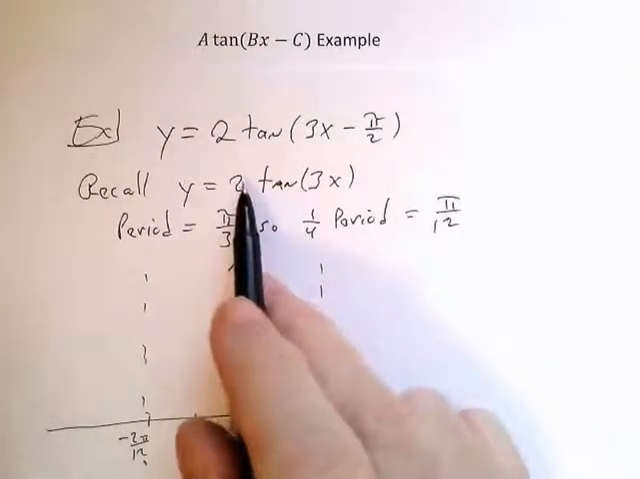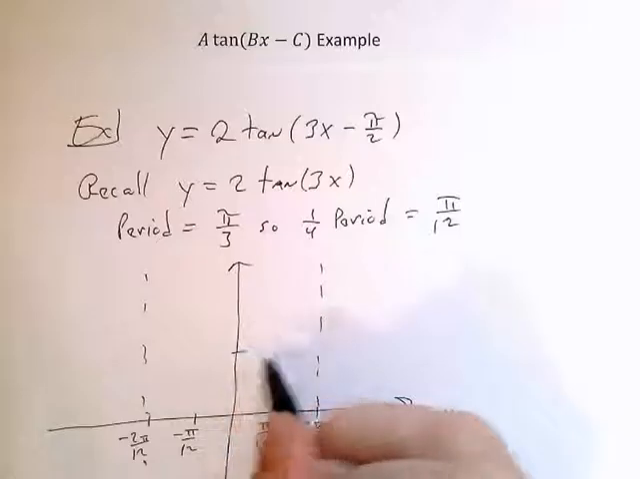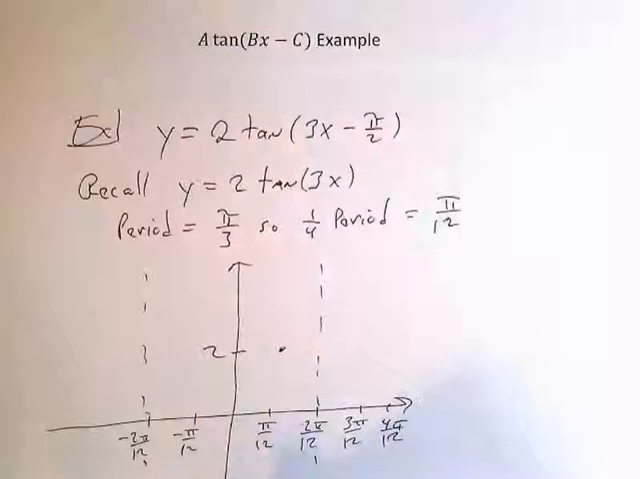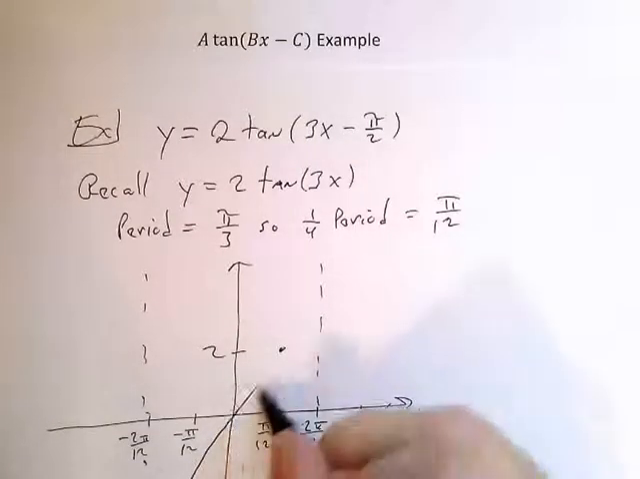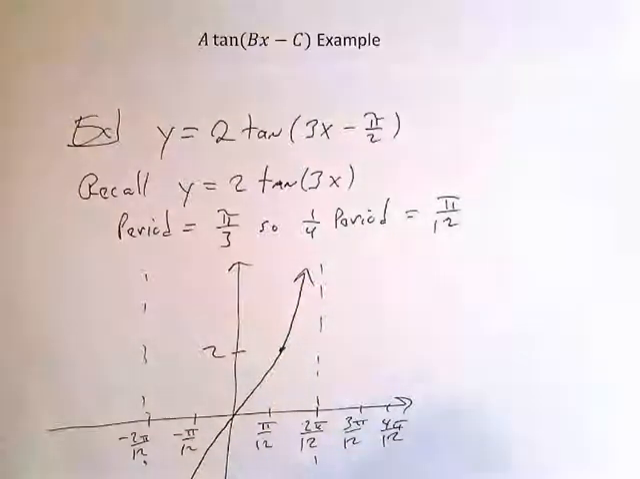And then how about this 2 here? Remember, this is going to be up here, we're going to be at 2. And down here, we're going to be at negative 2. Right, so we've done all this before. Okay, so now we want to think about in this graph.